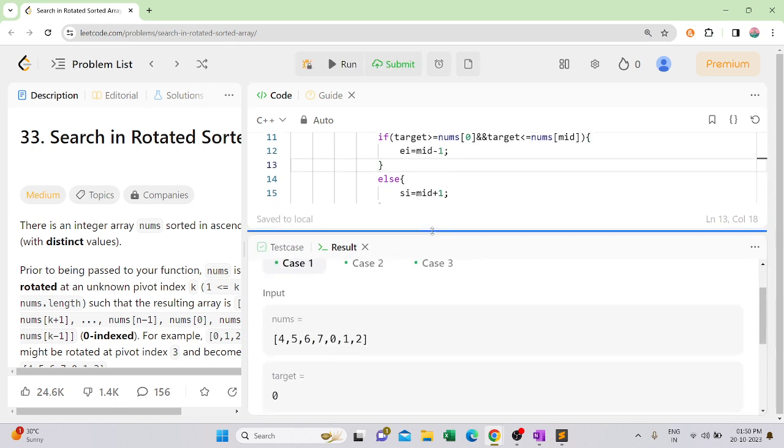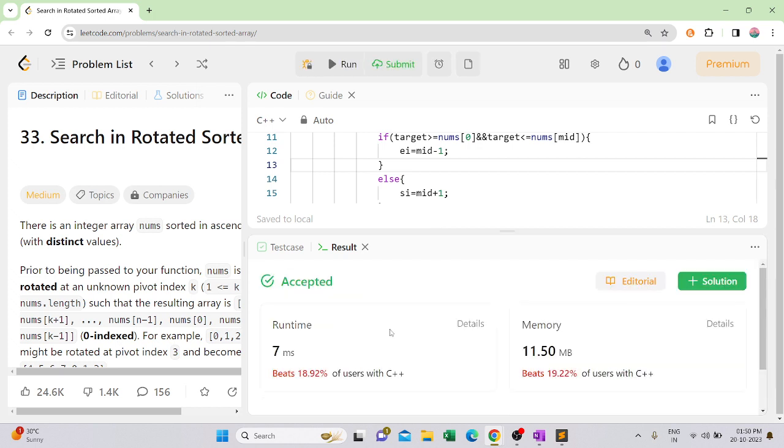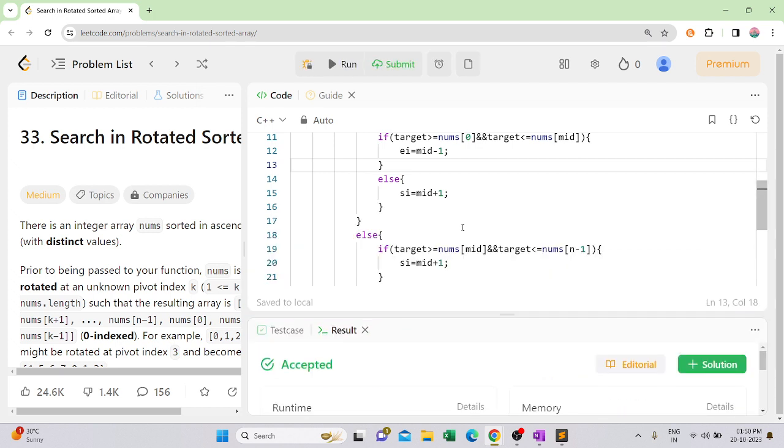Okay, so it's running fine. Let's try to submit it once. Okay, it got accepted. I hope you all got it.